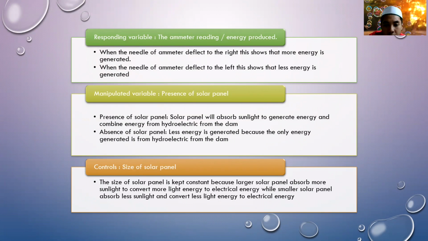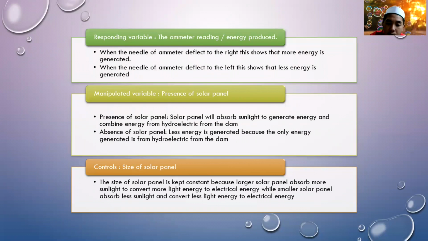When the needle of the ammeter deflects to the right, this shows that more energy is generated. When the needle of the ammeter deflects to the left, this shows that less energy is generated. The manipulated variable is the presence of the solar panel. With the solar panel present, it will absorb sunlight to generate more energy and combine it with the energy from the hydroelectric dam. With the solar panel absent, less energy is generated because the only energy generated is from the hydroelectric dam.